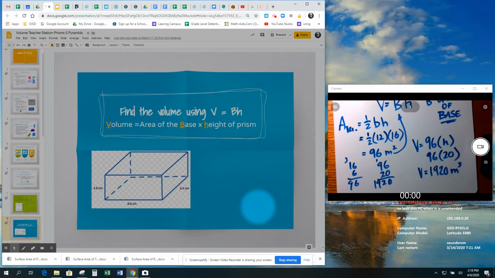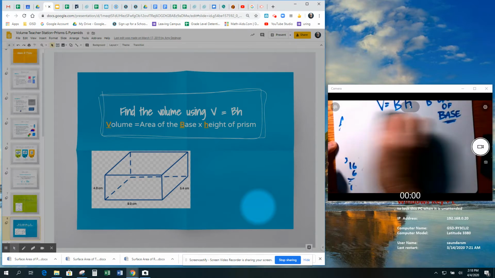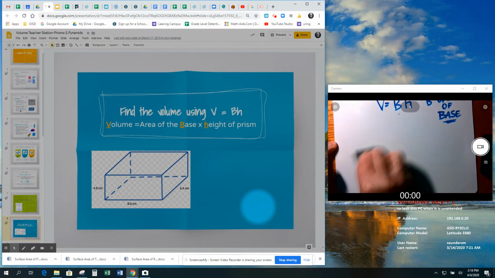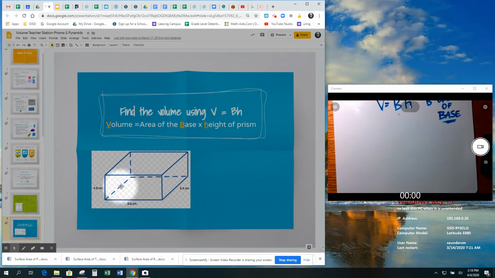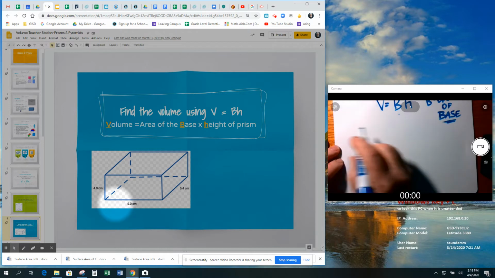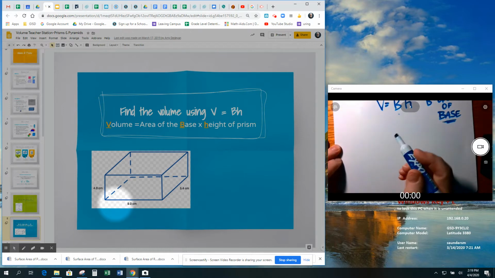Find the volume using V equals BH. And what is this one? This one's a rectangular prism. And so we have this rectangle here as the base, and it's 9 centimeters wide and 4 centimeters tall. So the first thing we're going to do is find the area of our base.